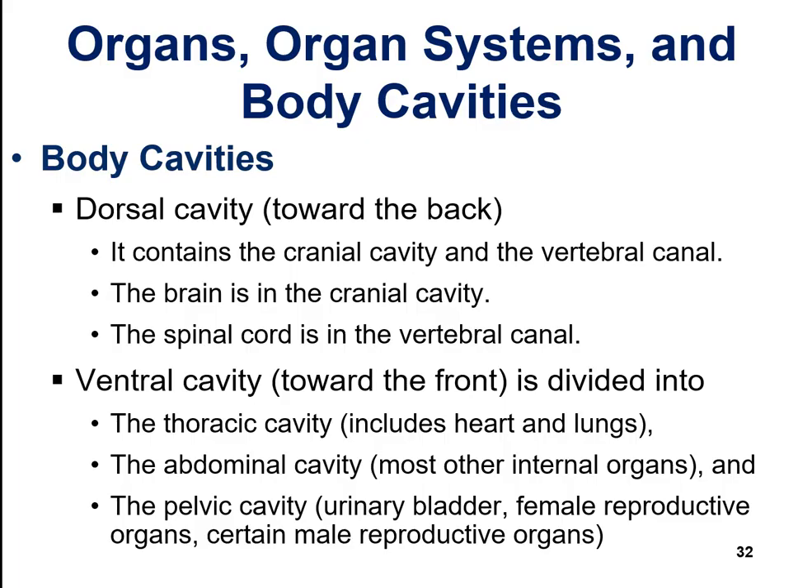All right, so now we talk a little bit about where these organs sit, or the body cavities in which these organs sit in the body. You have a dorsal cavity, which is towards the back, and I'll show you a picture in a second. That contains the cranial cavity and the vertebral canal. So the brain sits in the cranial cavity, as you might imagine, and then the spinal cord is in the vertebral canal. So that's towards the back, dorsal.